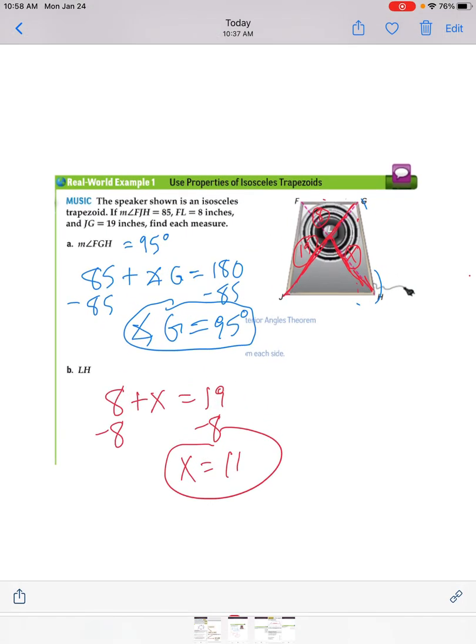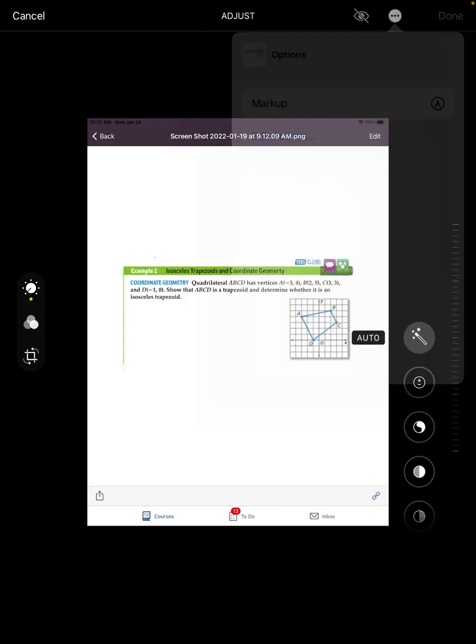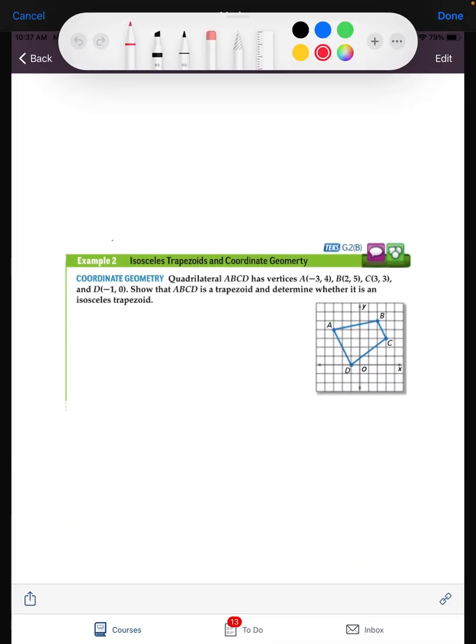Okay, let's take a look at another example. If we have these vertices, these 4 different points, we want to show that it's a trapezoid and determine whether or not it's an isosceles trapezoid. To show that it's a trapezoid, we'll want to look at the slopes of the lines. So let's look at AD and BC. We'll calculate the slope from A to D.